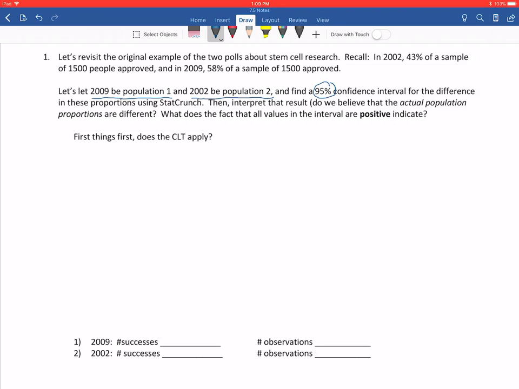We want to find a 95% confidence interval for the difference in these, and then we want to interpret it. We want to say, do we believe the actual population proportions are different based on this? Okay, so does the CLT apply? We need to check all of the conditions.